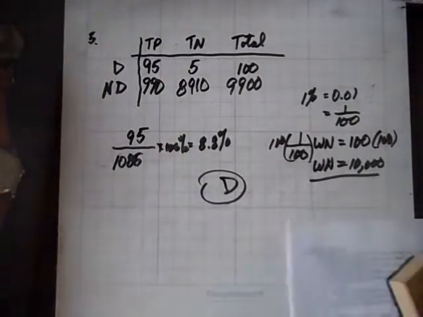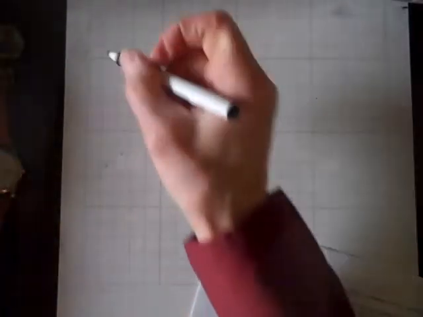Now, let's go on to the final problem. And that is number 6. And you have the table. The table below shows the number of people testing positive for a certain disease among those who do not have the disease and among those who do have the disease. Use the table to answer the question. What percentage of those that tested positive actually have the disease?